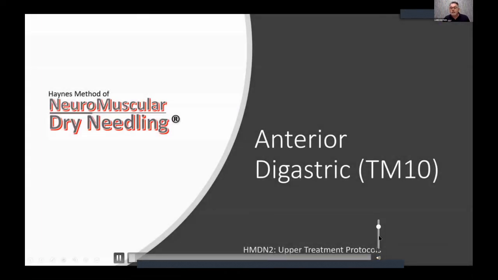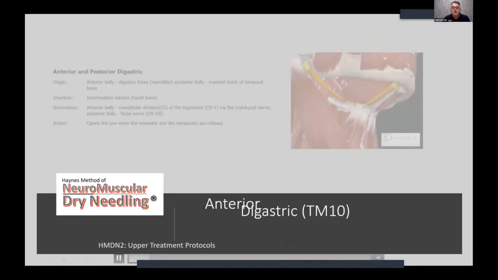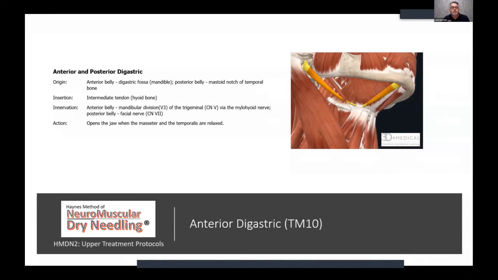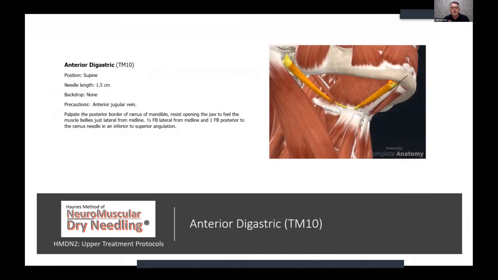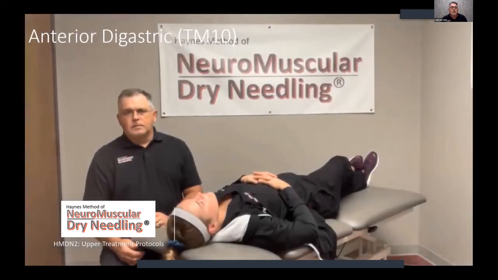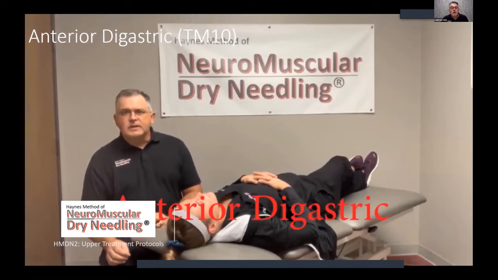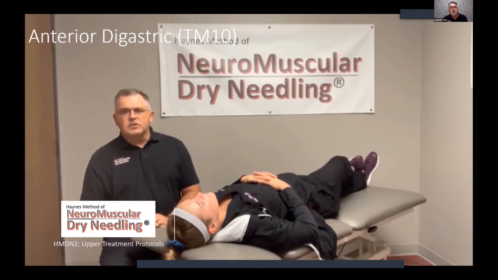And then for the anterior digastric. For the anterior digastric, position is going to be supine. Needle length is only 1.5 centimeters, and there's no backdrop.